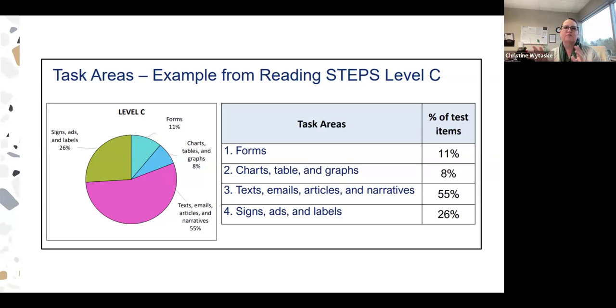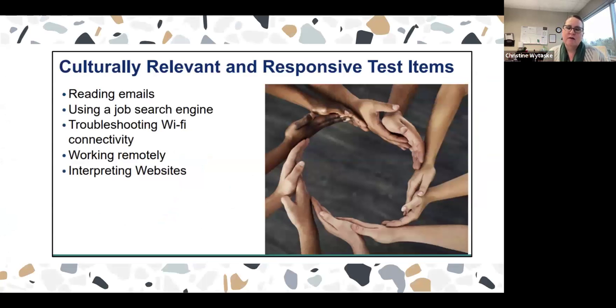so we can look at what kind of things are showing up depending on the level of test the students in a specific class might be looking at. So just to reiterate, it's actually good news. We have culturally relevant and responsive test items, which is such an improvement from the tests that we had before, the life and work. I think we talked about that in an earlier session too, particularly on the new STEPS test. The life and work test was approved and has been used for around 20 years. So it's about time we get a new updated test. It includes things like email, job search, troubleshooting Wi-Fi connectivity, working remotely, interpreting websites, and more things that are more up to date for today's world.